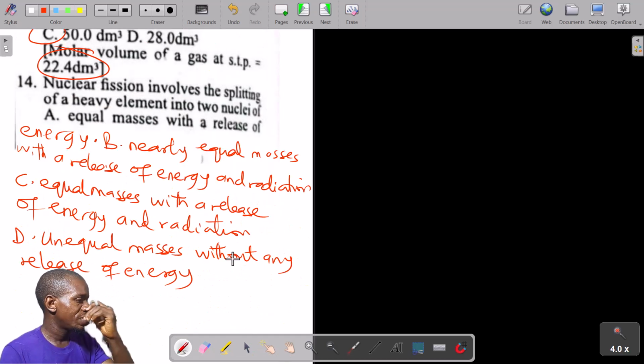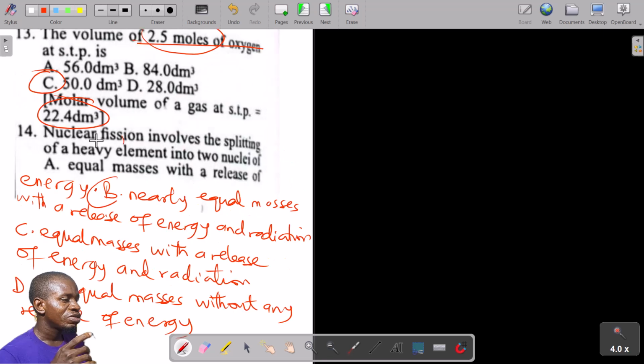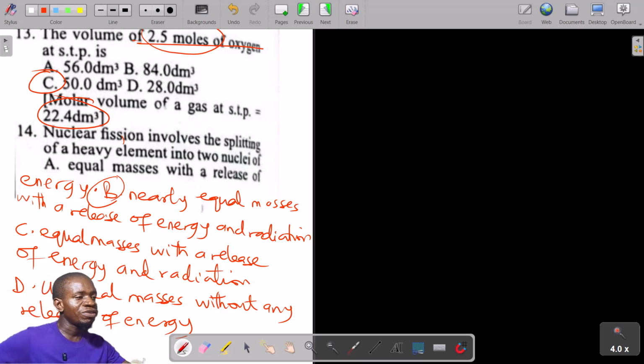The next question says, nuclear fission involves the splitting of heavy element into nuclei of... okay, let me just say it now. Nuclear fission involves the splitting of heavy element into two nuclei of nearly equal masses. Remember the key word here is what? Nearly equal masses, with release of what? Energy and what? Radiation. So the correct option here is option B, which says nearly equal masses with release of energy and radiation. So that is the correct option for that.